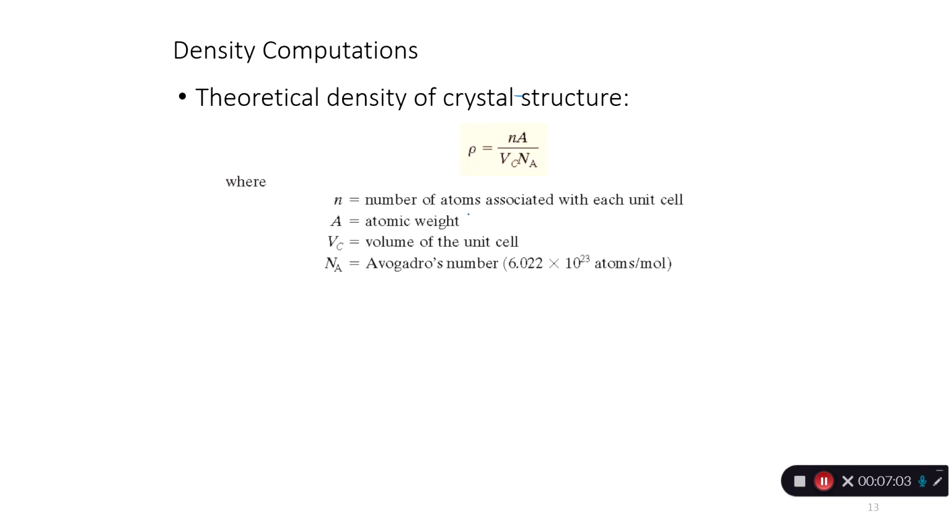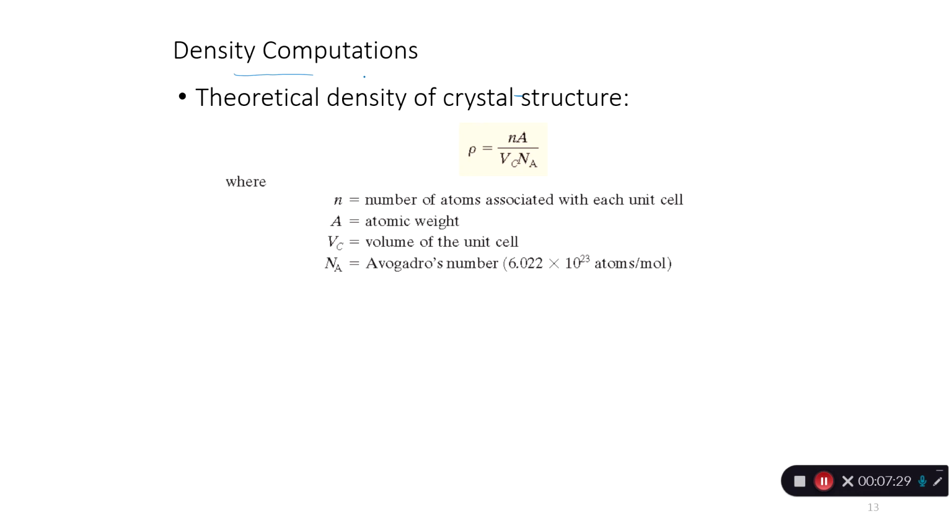Alright, so moving on to the next calculation. There's something called density computations. We can also calculate the density of the crystal structure. Now, density is different from APF. Atomic packing factor is simply showing how much of the cell is filled with atoms. It doesn't talk about the density.